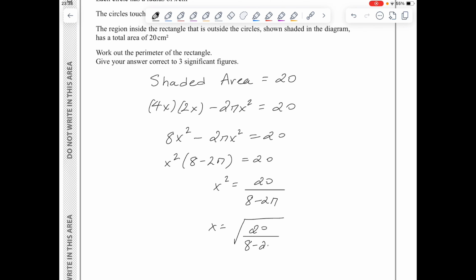Now I can leave this as it is, or if you want, I can write it as a decimal. This is 3.413133592.